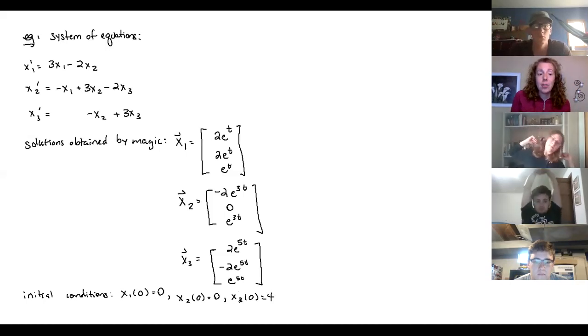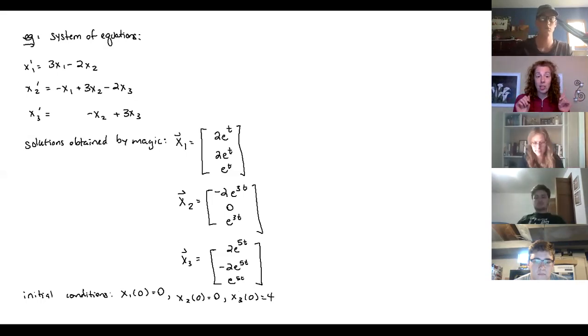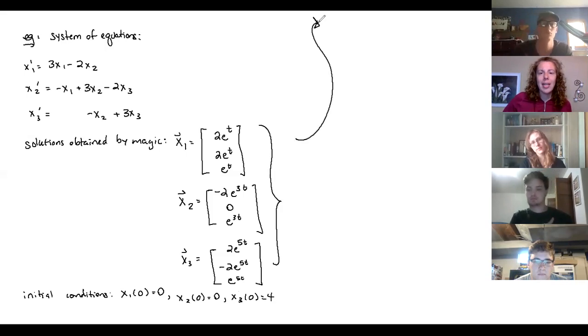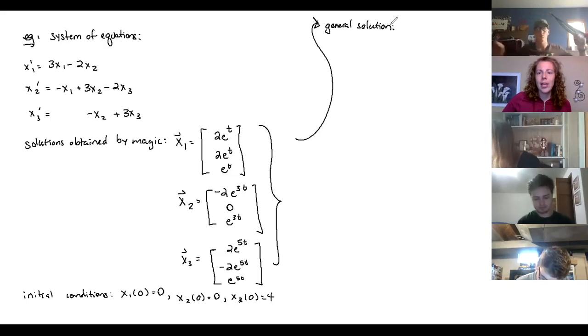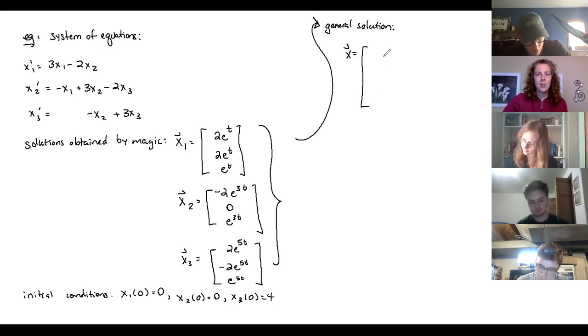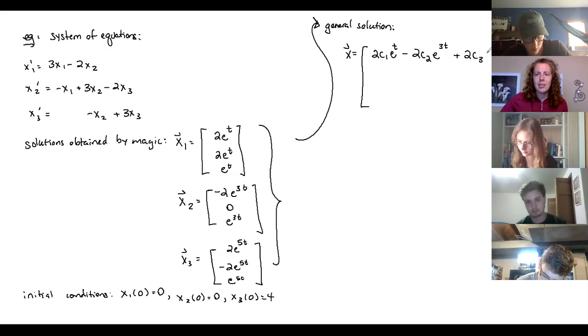So the first thing we have to do, because I don't have x1, x2, x3 in this case in terms of x1 of t, x2 of t, etc., we got to use the principle of superposition to find our general solution. So putting all of these back together, we can come up with a general solution. We can either write it, and this is where, again, I want you to get comfortable with both ways of writing it. Vector x, so this is going to be 2c1 e to the t minus 2c2 e to the 3t plus 2c3 e to the 5t.